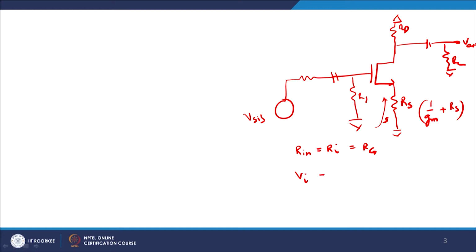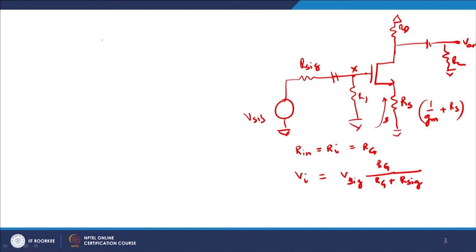Therefore, I get Vi, the input voltage at point x, equal to V sig into Rg divided by Rg plus R sig. So, this is R sig. So, Vi equals V sig into that ratio. So, it is basically a potential divider network which you see.